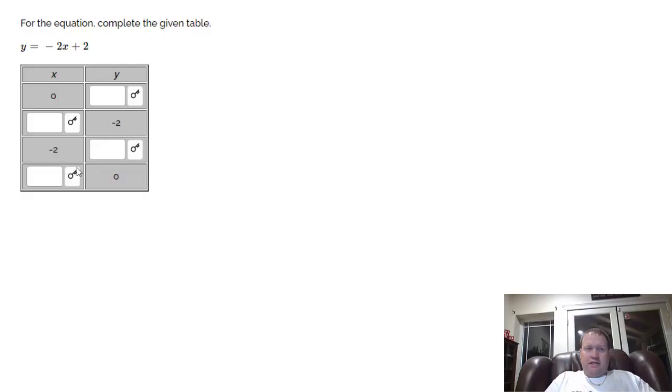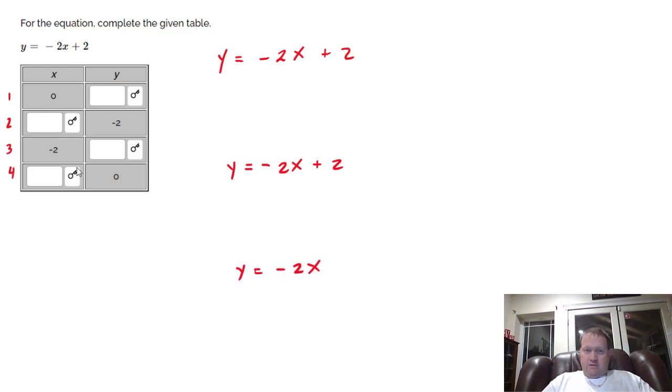Here we have a linear equation in slope-intercept form, y equals negative 2x plus 2, and I'm just going to go ahead and write it. I know that I have 4 different ordered pairs: number 1 there, number 2 there, number 3 there, and number 4 there. I'm just going to write the equation 4 times, y equals negative 2x plus 2, and I'm going to use these equations to find the missing values, and I guess I'll write the other one over here, y equals negative 2x plus 2. So I'm going to use the eraser, and I'm just going to erase.